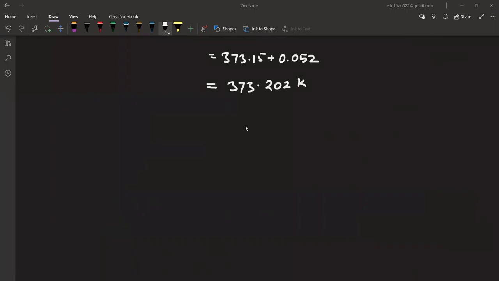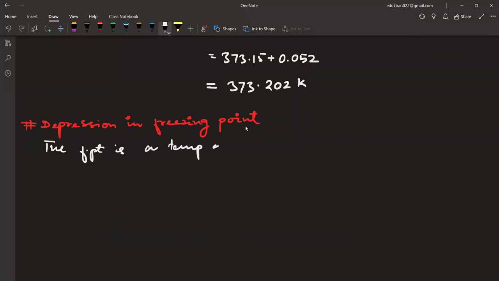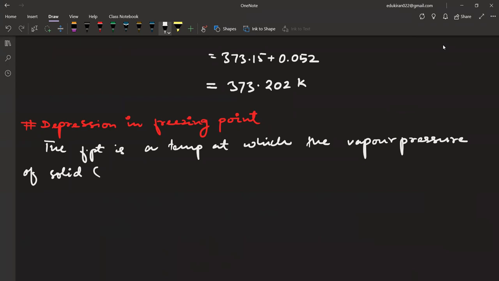Now, let us write the next colligative property, that is depression in freezing point. What is freezing point first of all? Let's write that. The freezing point is the temperature at which the vapor pressure of solid and liquid of a substance becomes equal.